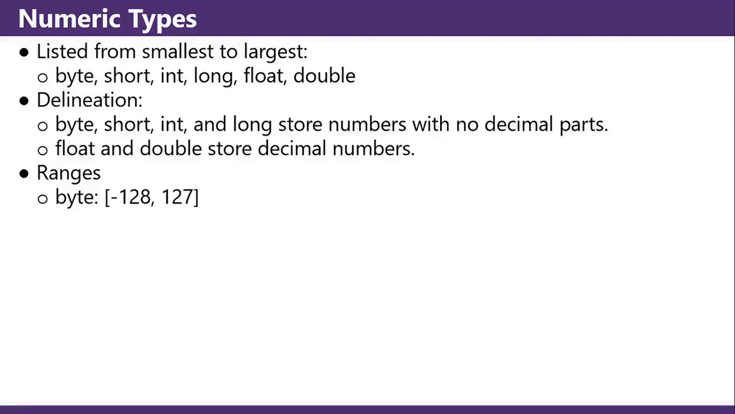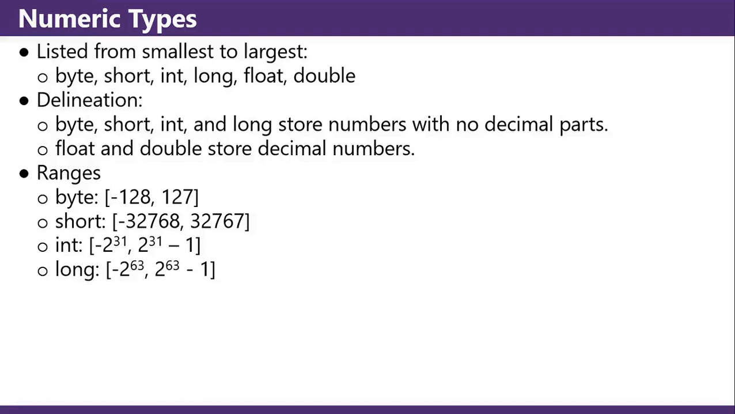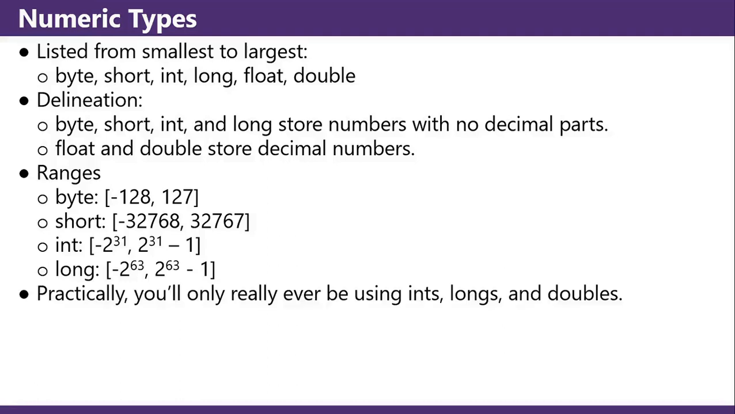Ranges. A byte is negative 128 to 127. A short is negative 32,768 to 32,767. An int is negative 2 to the 31 to 2 to the 31 minus 1. A long is negative 2 to the 63 to 2 to the 63 minus 1. Practically, you'll only really ever be using ints, longs, and doubles.